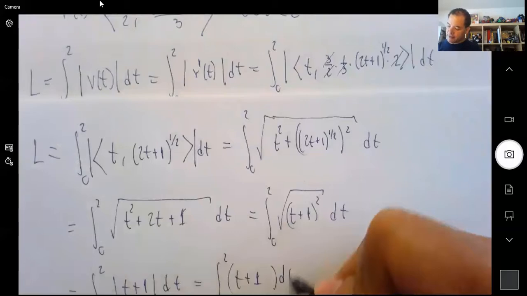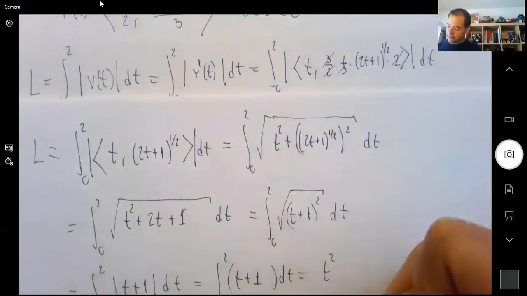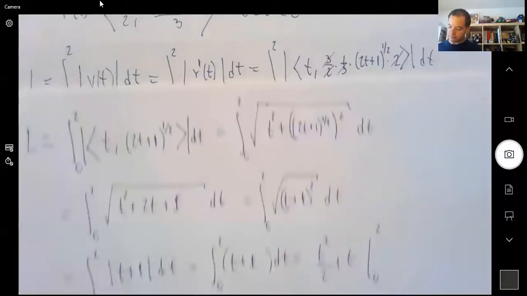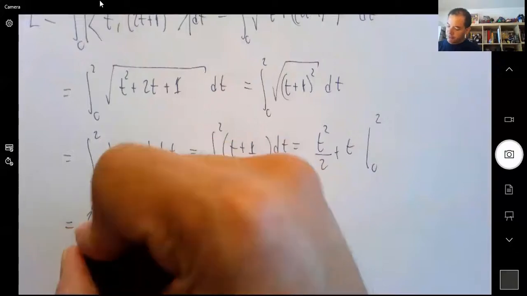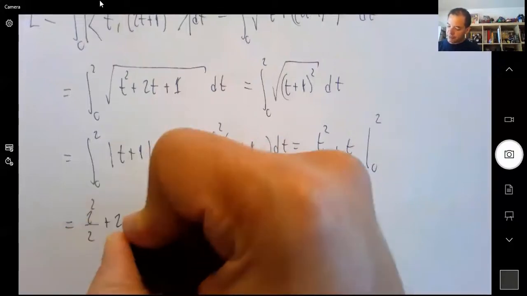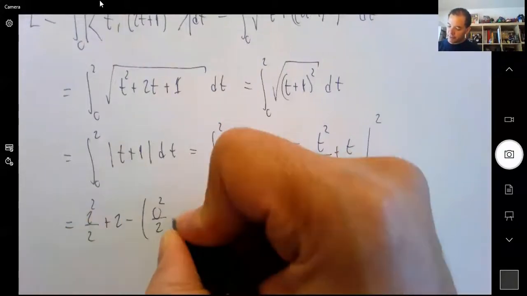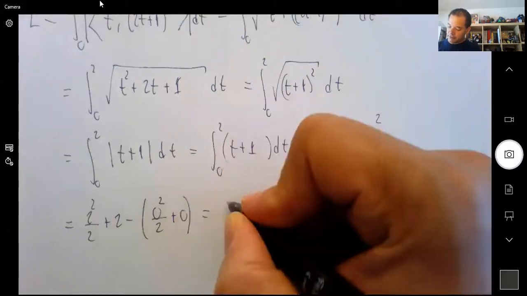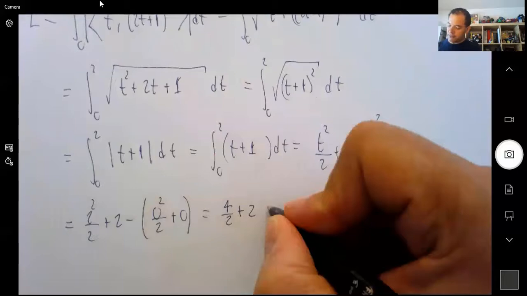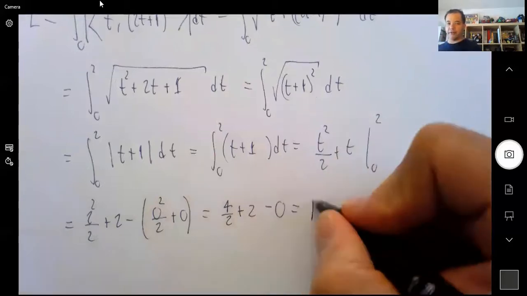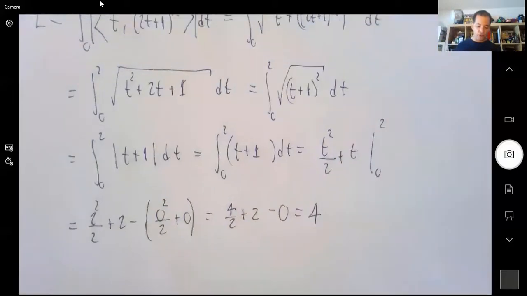And now it's easy to integrate, right? t squared over 2 plus t, and we're doing it from 0 to 2. Plug in 2, so that's 2 squared over 2 plus 2, minus plug in 0, 0 squared over 2 plus 0. And this is 4 divided by 2 plus 2 minus 0. So 4. The length of the curve is actually 4 units. Okay? All right. Questions?